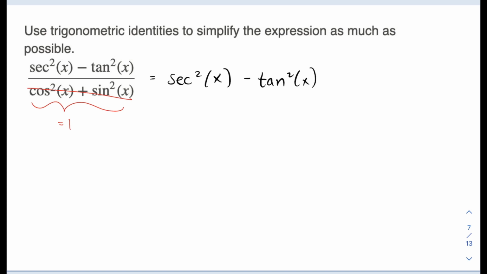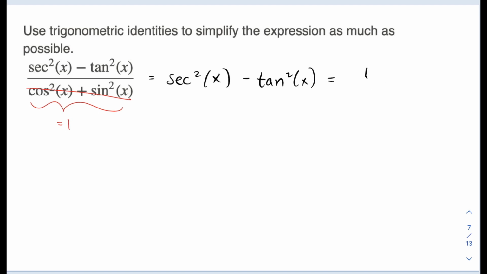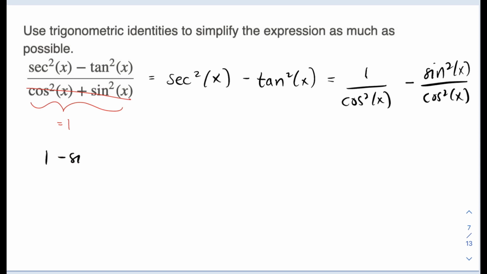Okay, that seems manageable. I'm going to change everything in terms of sine and cosine. So this will be 1 over cosine squared of x, minus sine squared of x over cosine squared of x. Oh, lovely. They already have a common denominator. 1 minus sine squared of x, all over cosine squared of x.